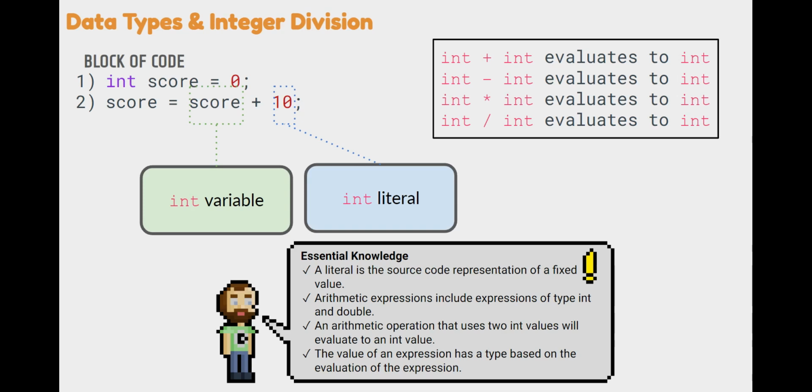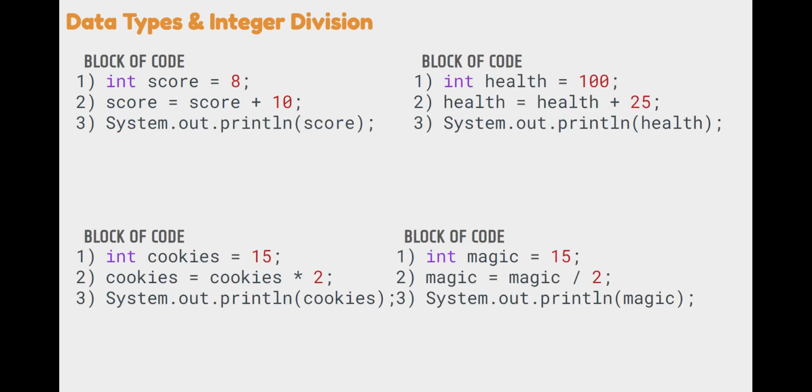In this one, we have int and int. And when we have an arithmetic operation that uses two int values, it will evaluate to an int value. So that means the value of an expression has a type based on the evaluation of the expression. Might sound super simple, might sound super obvious. There's one place where a lot of programmers get hung up on this. So we're going to look at these 4 blocks of code.